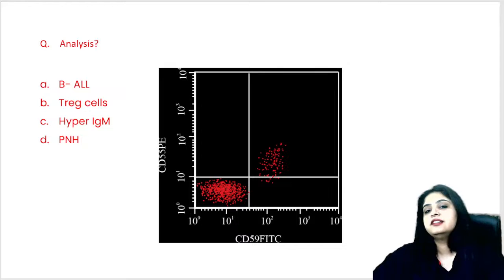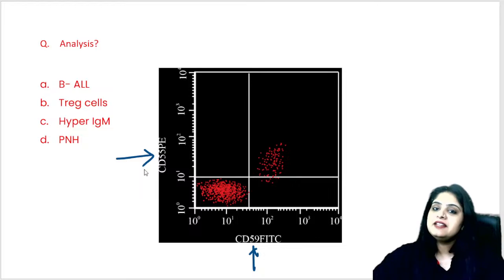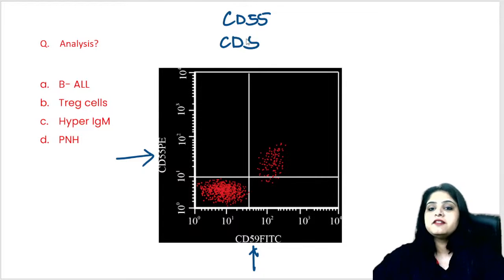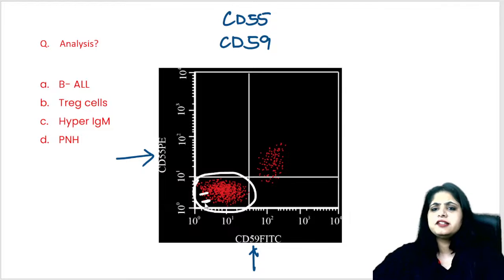What is your analysis? This is the easiest one. This will give me a good question also. CD59 and CD55. As soon as I read these, I know there is no other disease in pathology that I can think of. CD55 and CD59. And what is the majority population? Majority population is DN, double negative quadrant. That means 90% of cells are here. Some small cells are over here, which I'll ignore. But 90% cells are here, double negative. CD55 and CD59 missing has to be a case of PNH.